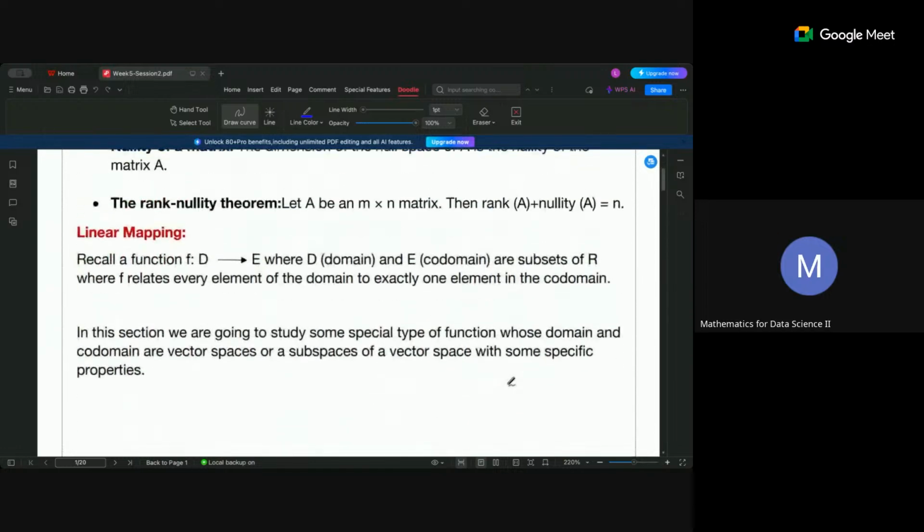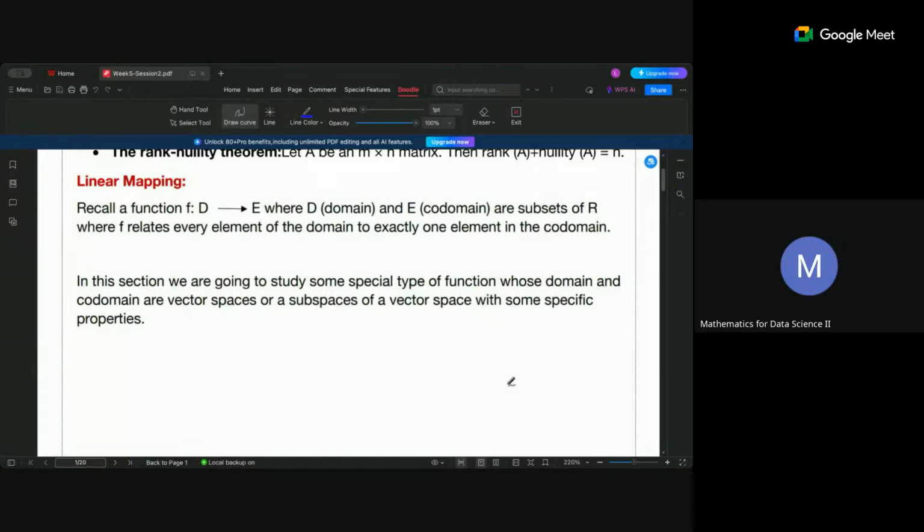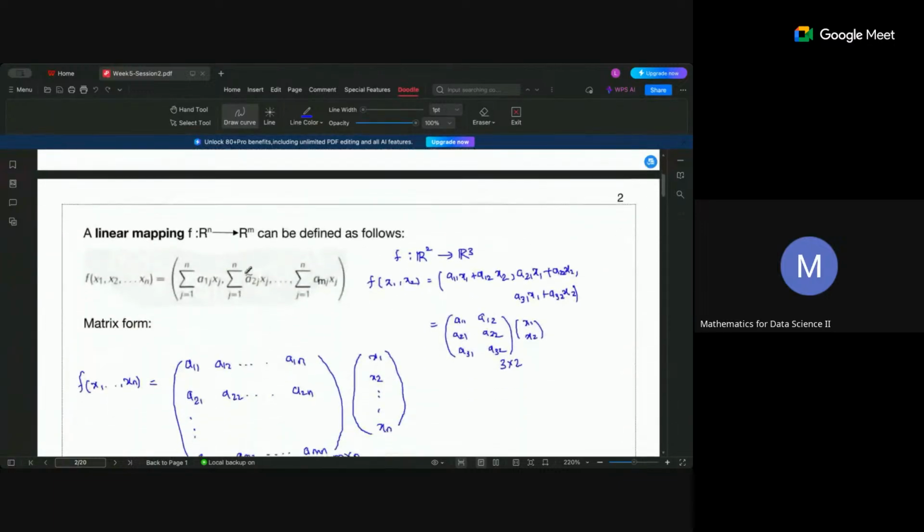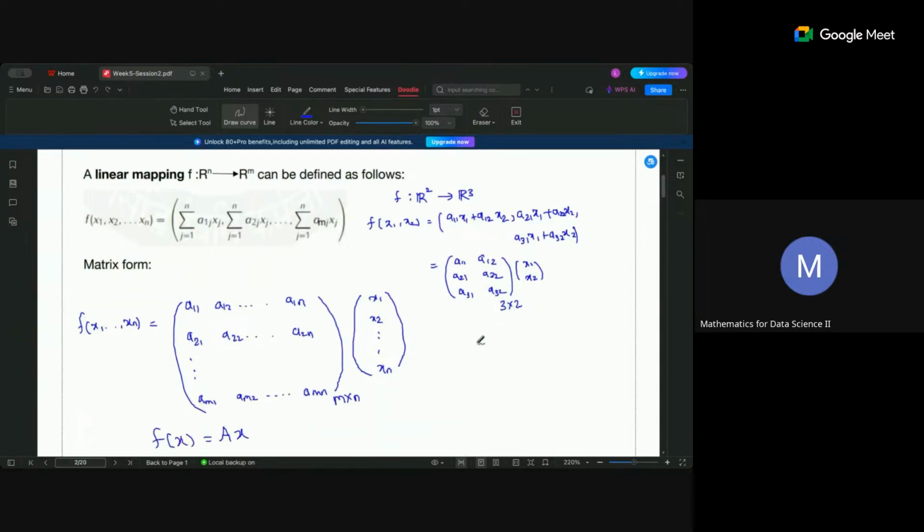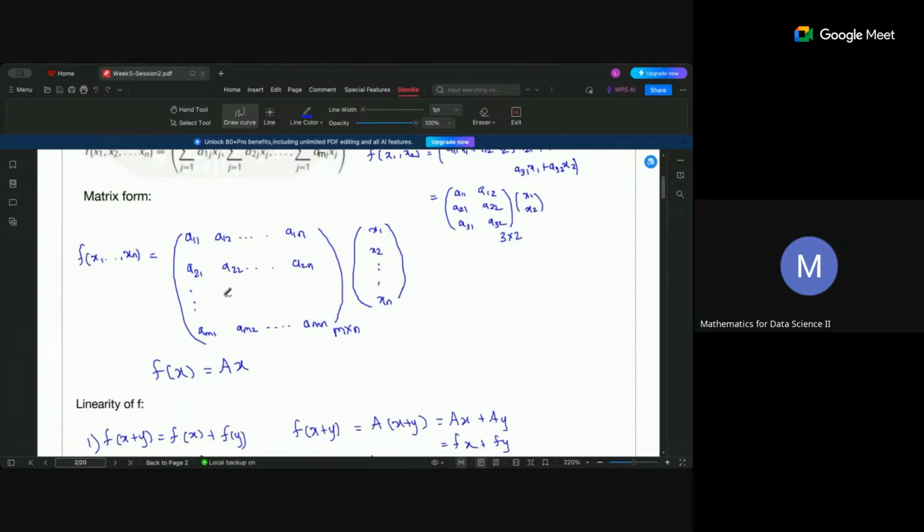Then we saw what linear mappings are. Linear mappings are functions from Rn to Rm which are defined in this way: F of x1, x2, ..., xn is defined in this way. For example, we saw how it looks for R2 to R3. So linear mappings always have f of x equal to Ax, where A is this matrix.